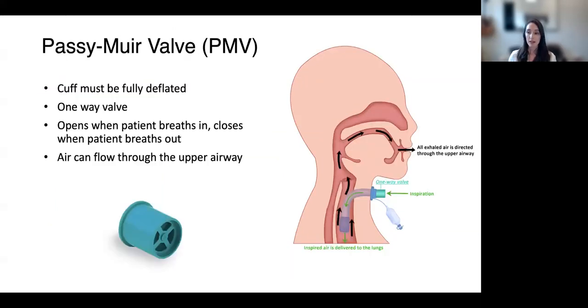This Passy-Muir valve or speaking valve is a one-way valve that opens when someone breathes in and closes when someone breathes out. Therefore, the cuff needs to be fully deflated when a valve is used so that the person can breathe out. With airflow restored to the upper airway, the person has the opportunity to voice, improve pressures for cough, improve taste and smell, as well as improve sensation and pressures for swallowing. Using a valve is an important part of the decannulation process, which Hannah will be talking about more later in this session.